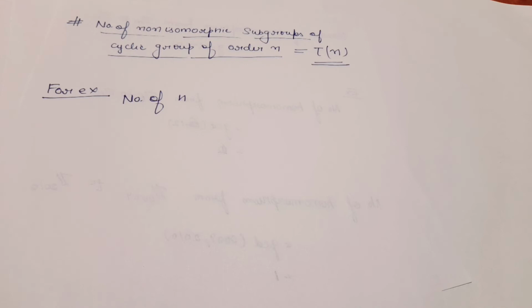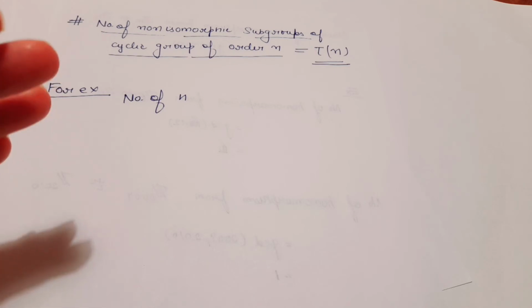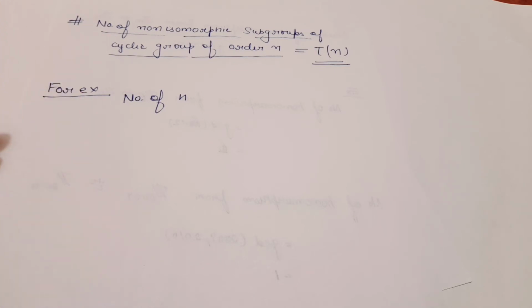This is like the first short trick, where we found the number of subgroups of a cyclic group of order n. Whenever a group is cyclic, all its subgroups are cyclic, and it has only those subgroups whose orders are its divisors. How can we find divisors? We find divisors by tau n. So whether we are finding subgroups or non-isomorphic subgroups, the number will be equal to the number of divisors, which means tau n.